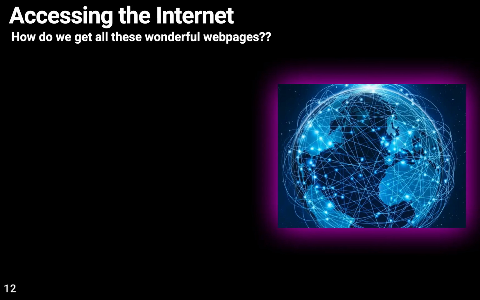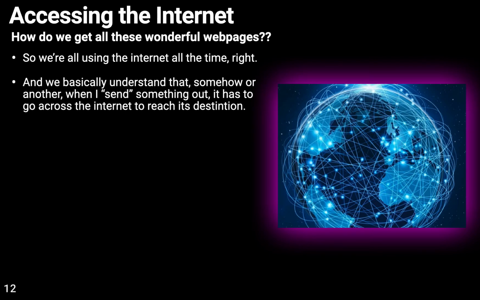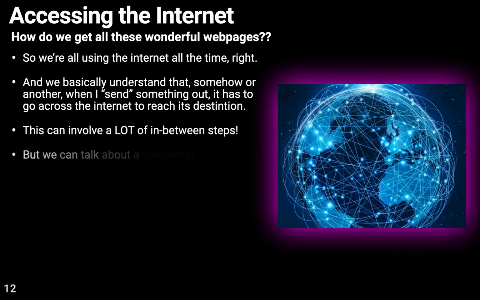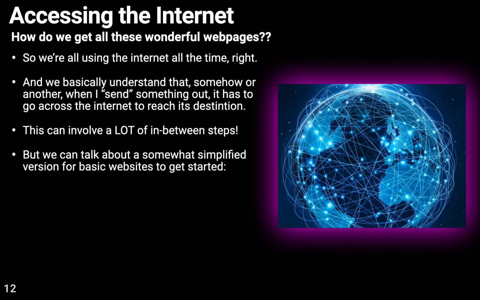Okay. How exactly do we wind up being able to view web pages? So, I'm over here and you're telling me that Google is somewhere in California. What's the deal there? Obviously, I'm just talking about the internet, right? But the question is, how do we get to and from different pages? What's going on? So we all use the internet all the time, right? That's the basic fact of life at this point. And we basically understand that somehow or another, when I send something out, it has to go across the internet to reach its destination. And that can involve a lot of in-between steps. But we can talk about a little bit simplified version for how basic websites function in this.